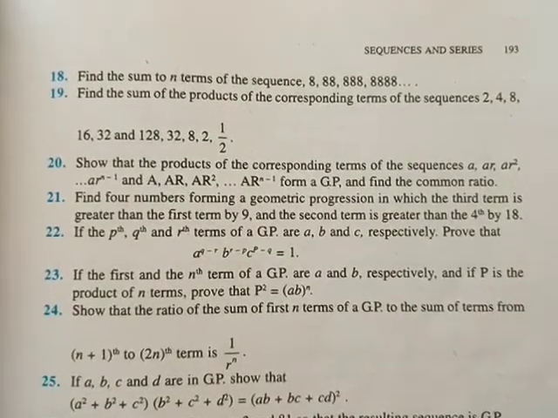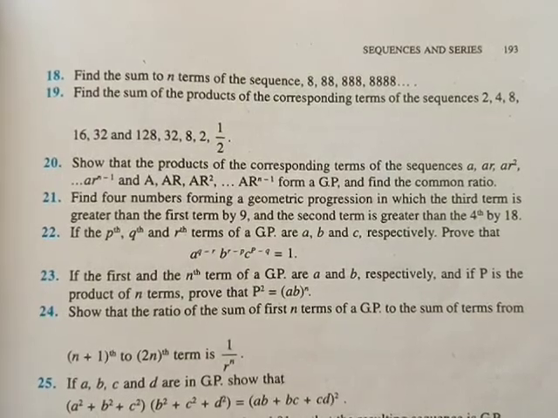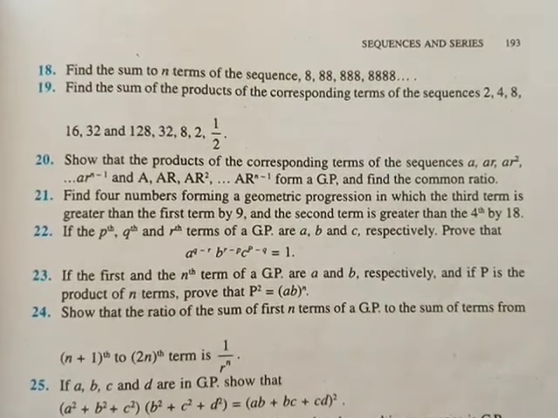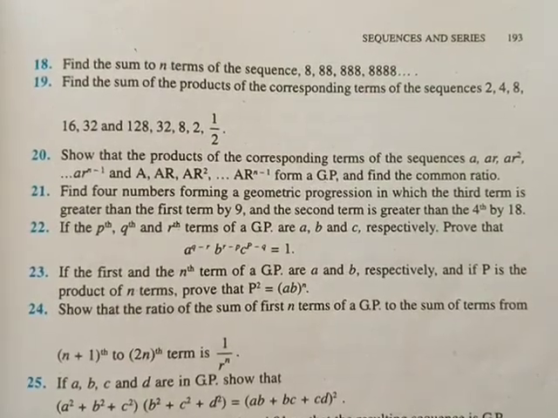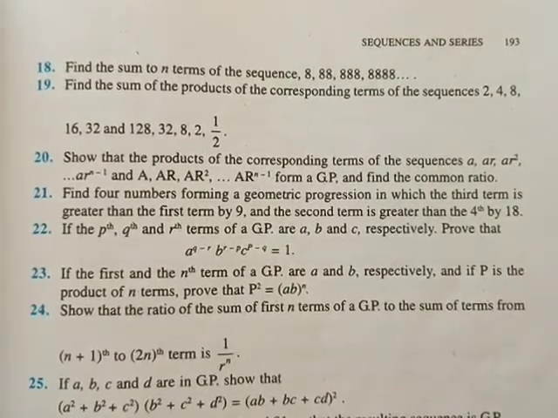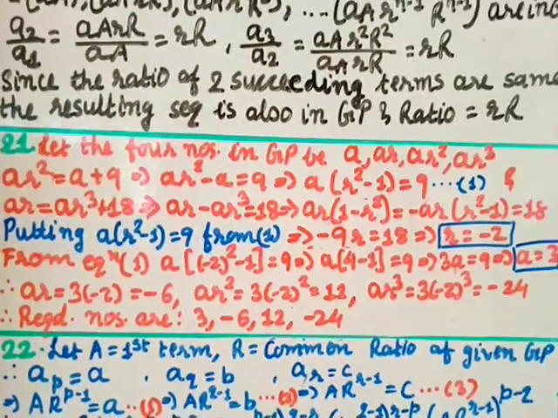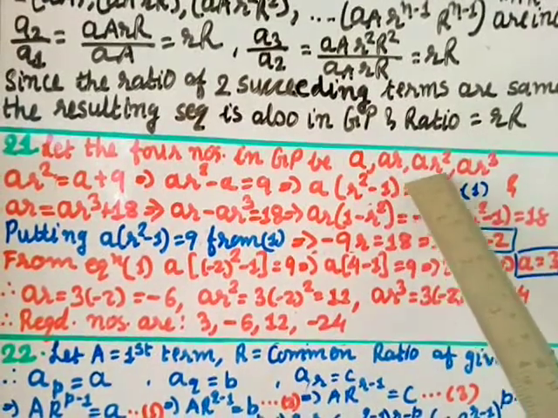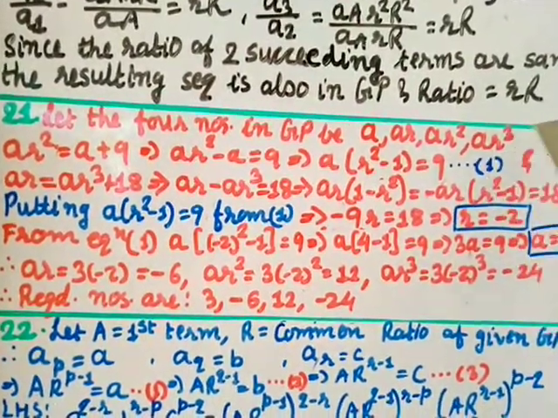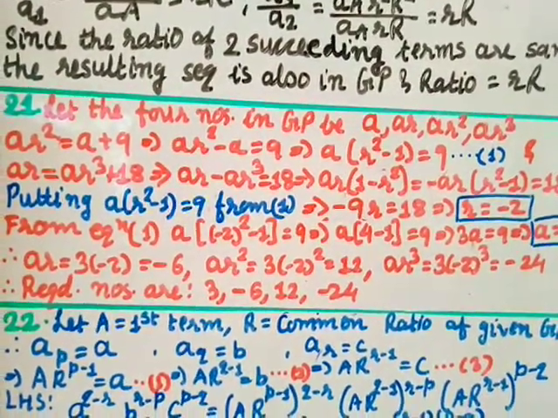Question number 21. Find 4 numbers forming a geometric progression in which the third term is greater than the first term by 9 and the second term is greater than the fourth term by 18. Let the 4 numbers in GP be A, AR, AR square, AR cube. So these are the 4 terms of the 4 numbers in GP.